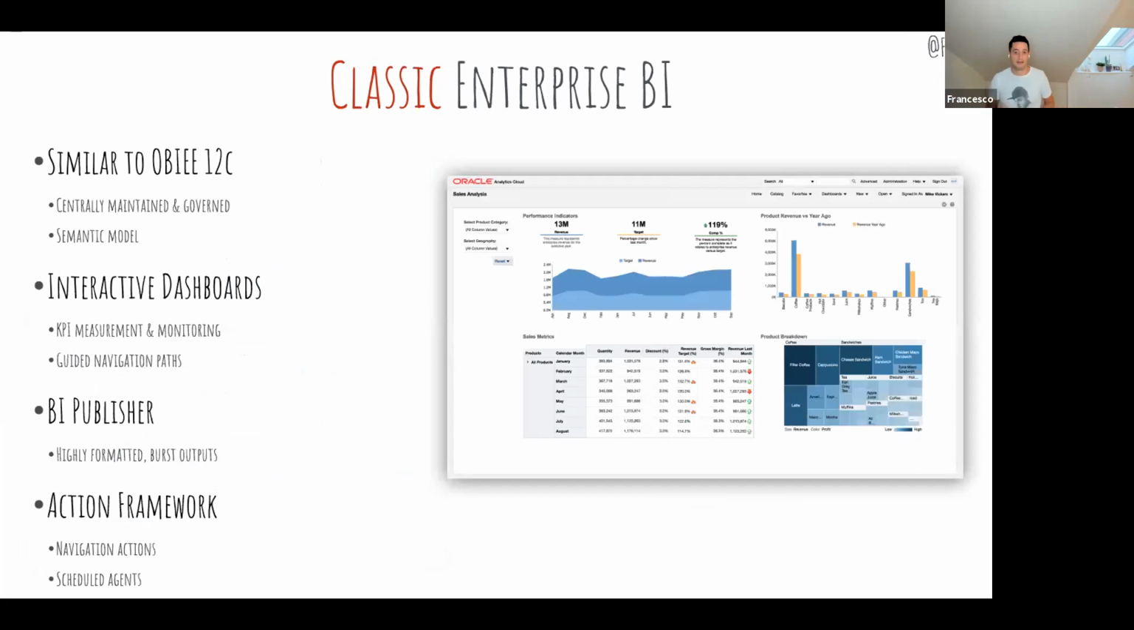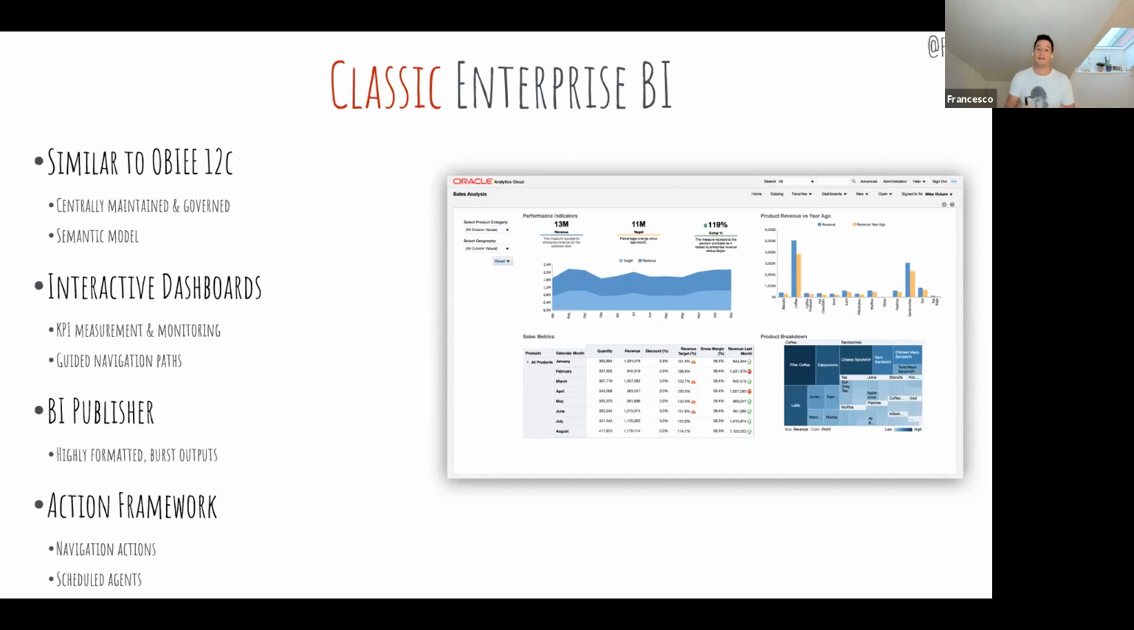In the classic, the enterprise BI, the look and feel is really similar to OBIEE 12c, also in Oracle Analytics Cloud or Server. As I said, it's content which, for the most part, is centrally managed and maintained. So there is the IT department in the backend, defining how you join various tables, how you expose those joins, how you expose all the columns coming from all the tables, how you aggregate facts, and how you define hierarchies, for example.